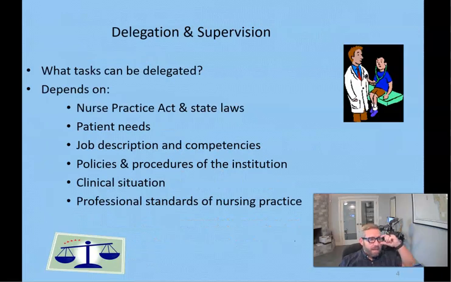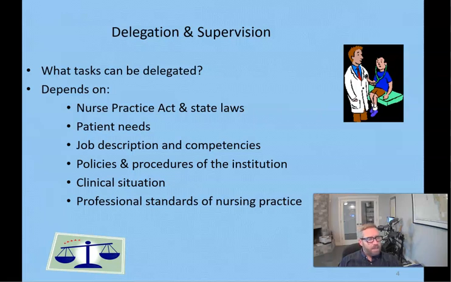What tasks can be delegated? So there's a lot of things that regulate this and dictate this. The Nursing Practice Act and state laws in each state, including here in California, have guidelines. The patient needs must dictate those, right? So that's number 1. What is appropriate for the patient? And if that is appropriate, then you can start to branch out on other things.